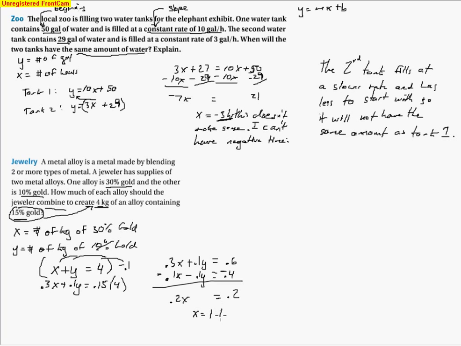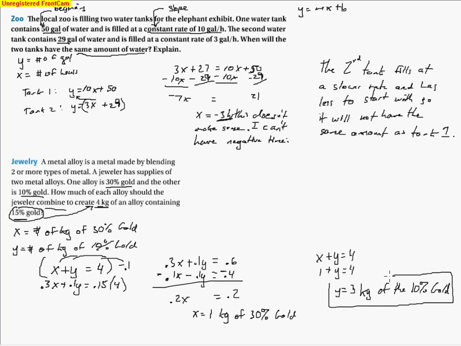So what does that represent? Well, I wrote it up here. Number of kilograms of the 30%. So 1 kilogram of 30% gold is what's needed. And I find the other one. Well, remember, x plus y equals 4. So 1 plus y equals 4. That would tell us y is 3. Well, what's y? Y right here, number of kilograms of the 10%. So 3 kilograms of the 10% gold. So that's what we end up seeing on the assignment today.